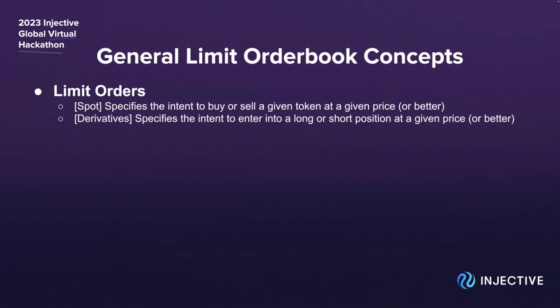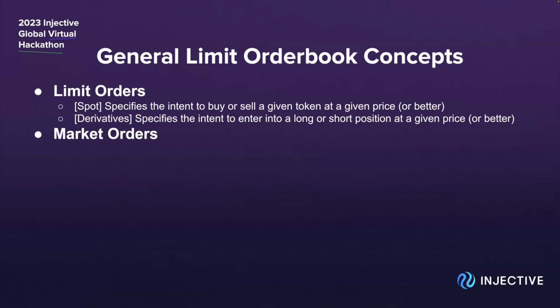In a derivatives order book, it specifies the intent to enter into a long or short position at a given price or better. For derivatives, of course, you aren't actually trading the actual asset. That's why it's a derivative instrument. And instead you enter into a position. And the price at which you enter that position, you can specify, and of course the quantity as well.